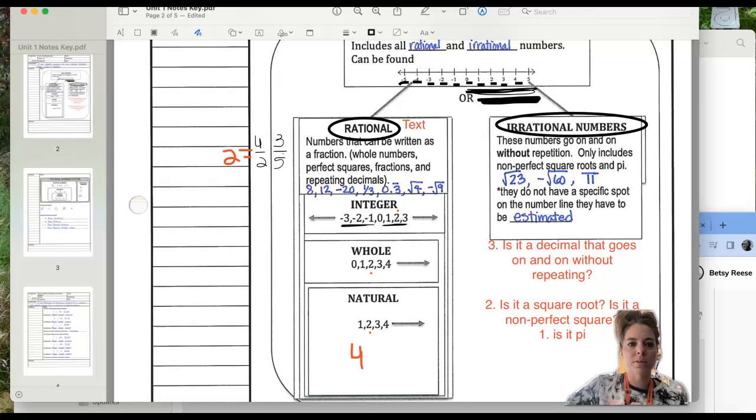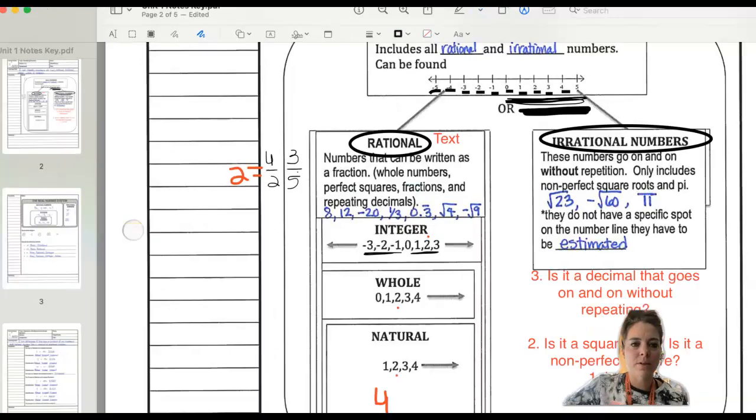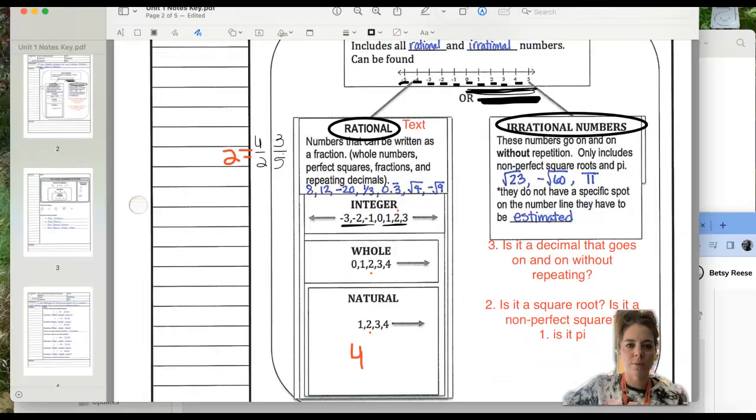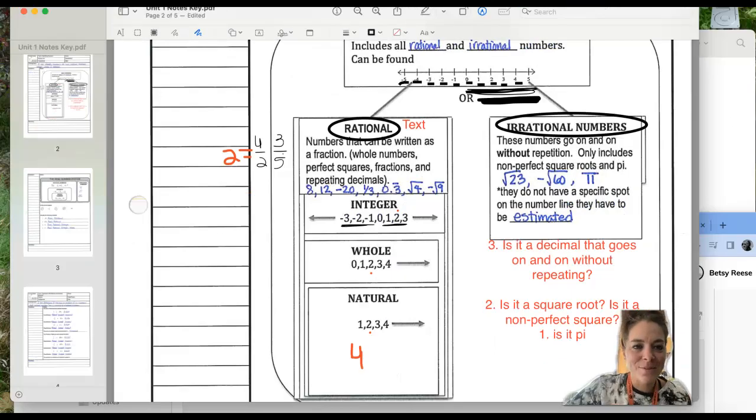Now let's talk about decimals. If I'm given a decimal, it's going to stay right up here. There are no decimals on our integer, no decimals on our whole number, and no decimals down here. So repeating decimals are going to be up here. Here we go. Repeating decimals go up here. And terminating decimals go up here. Terminate means to stop.